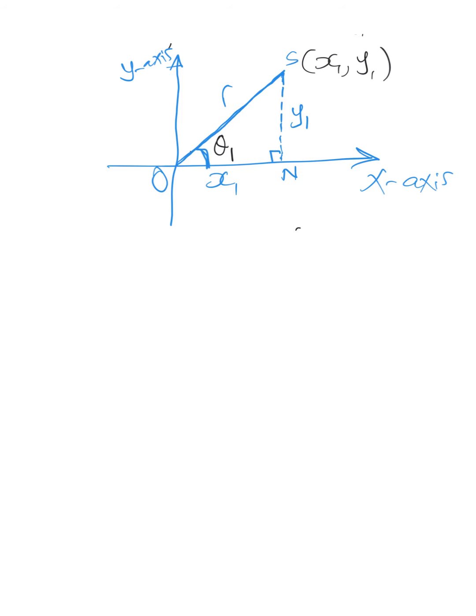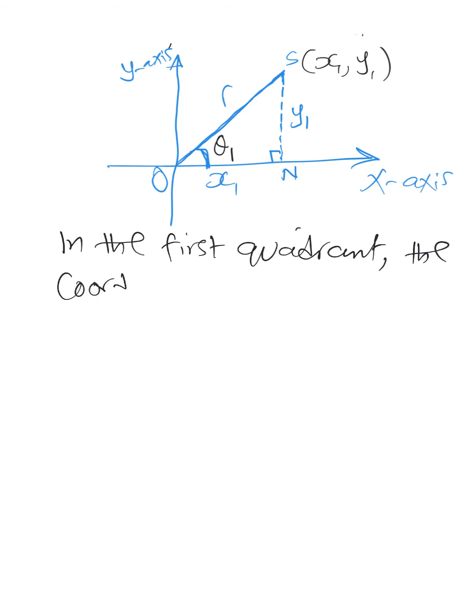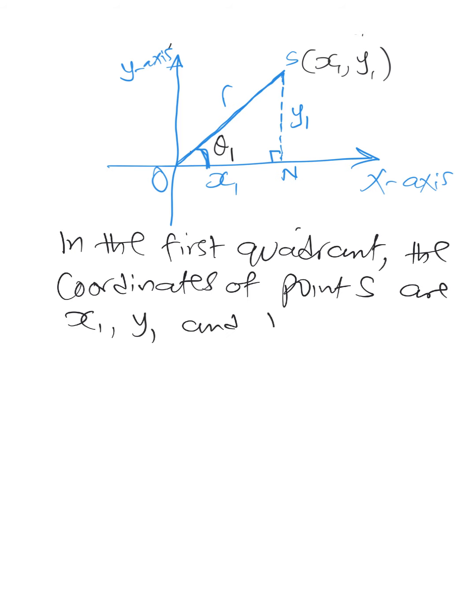I have put this image on the next page so we can see clearly without referring back to the previous page. Now, what do we know here? We know that in the first quadrant, the coordinates of point S are x1, y1, and they are both positive. So what is the sign?